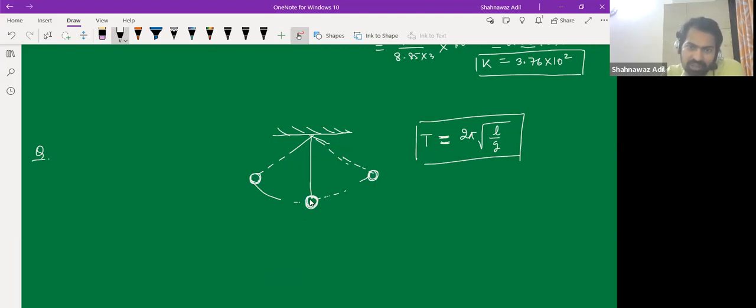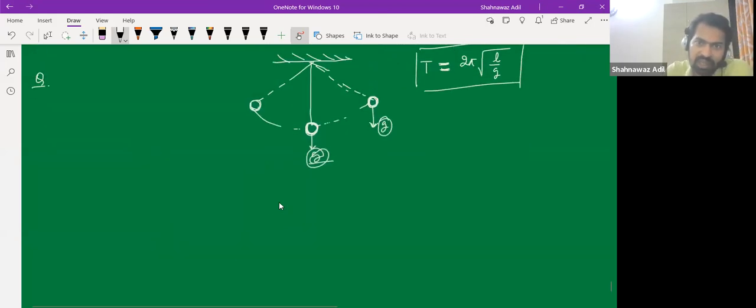So now what happens is that this pendulum is only acting in the presence of gravity. There is no other force acting on this mass, right? So the only force which is acting on this object is gravity. Clear?